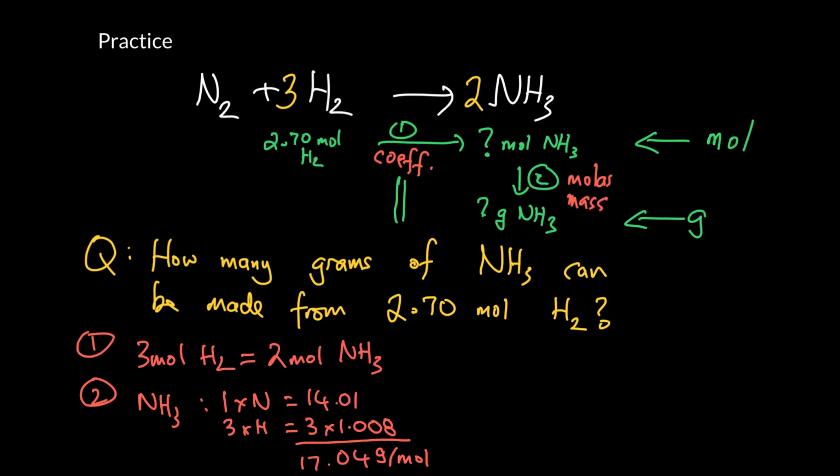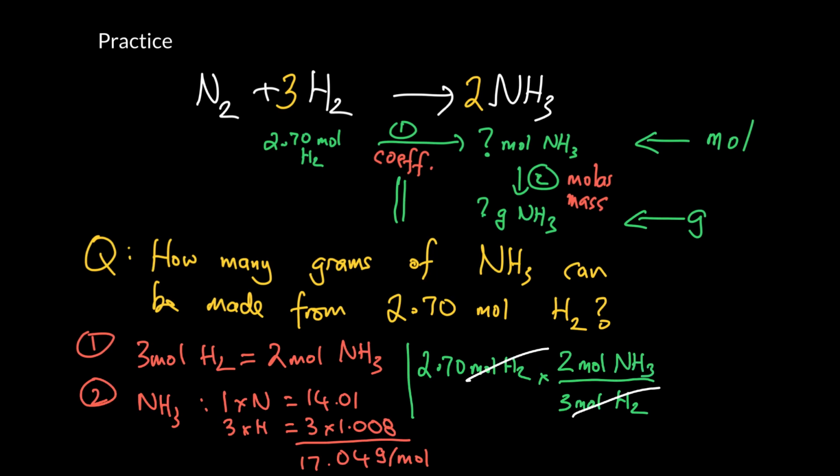So I'll do this in green. So what do we have here? We've got 2.70 moles of hydrogen. And instead of train tracking it, I'll write it out in full. And we use our coefficients. So there's 3 moles of hydrogen that go in, and out come 2 moles of ammonia. And we cancel our units. Okay, now we got moles of ammonia.